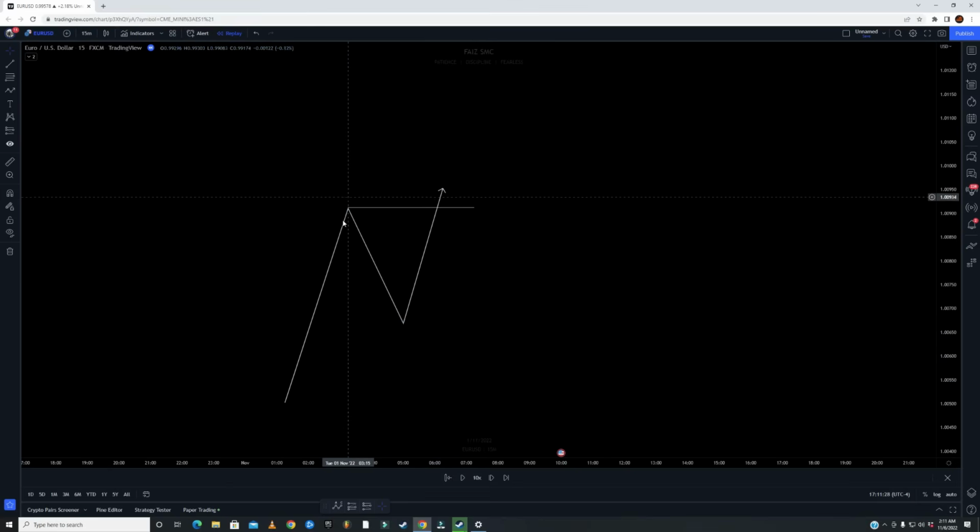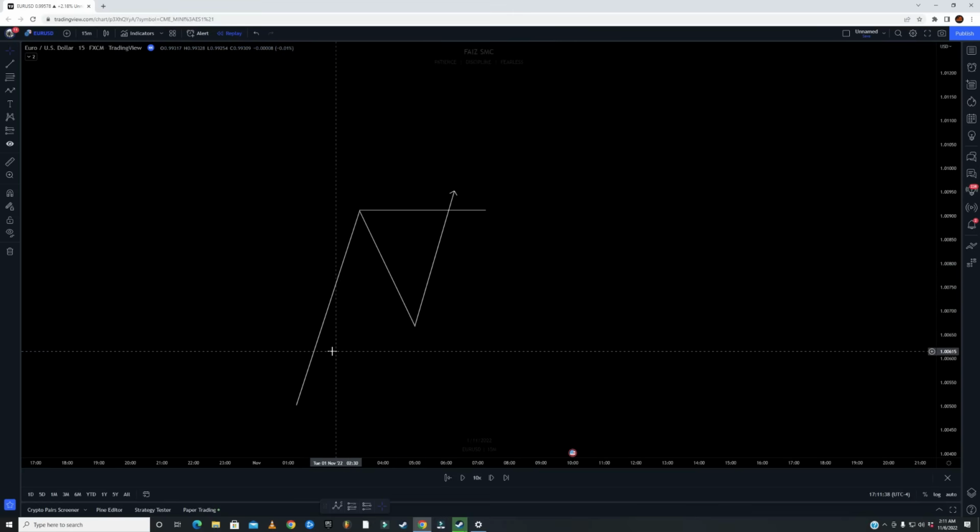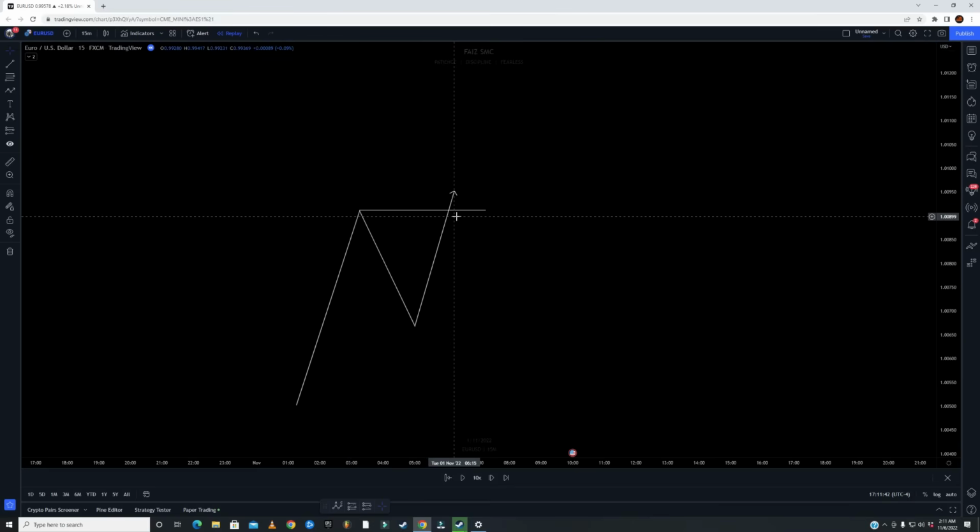So the A leg is a move in one direction, the B leg is the move in the opposite direction, and the C leg is once again a move in the first direction. So we've got A, B, C, and the C leg takes out the liquidity. This is called the ABC pattern, and this is the sort of pattern that you should be looking for.